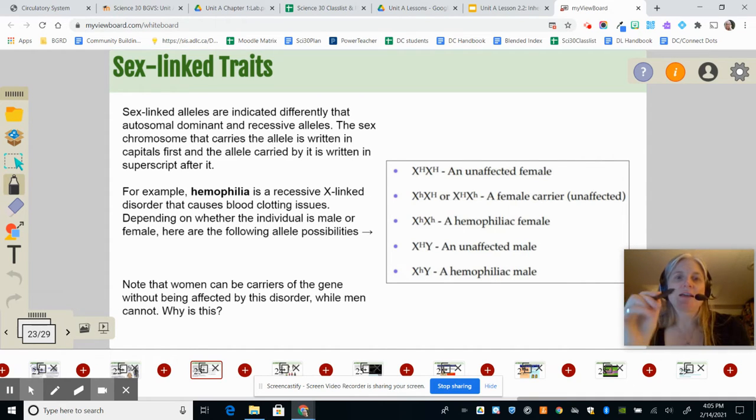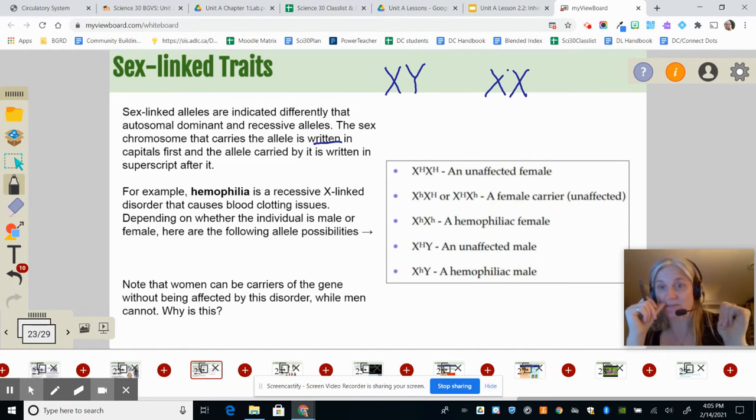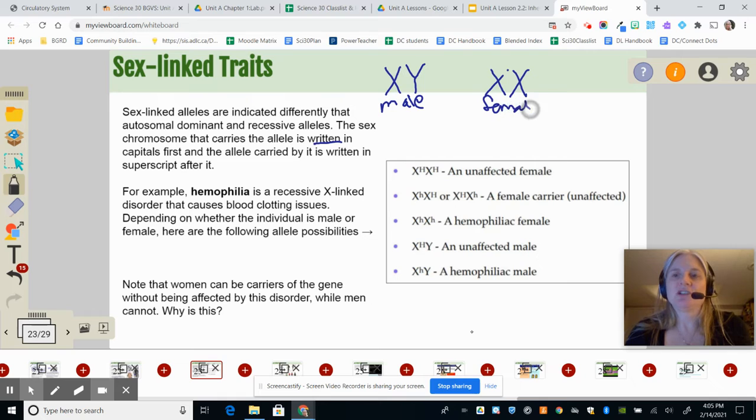So let's look at, first off, how these sex-linked traits are written. The first thing you're going to write is the chromosome. When you are dealing with a woman, you have an X and an X chromosome, right? So a woman has to have 2 X chromosomes. A man has to have an X and a Y chromosome. And typically we write the X first. If you're male, this is your genotype. If you're female, this is your genotype.